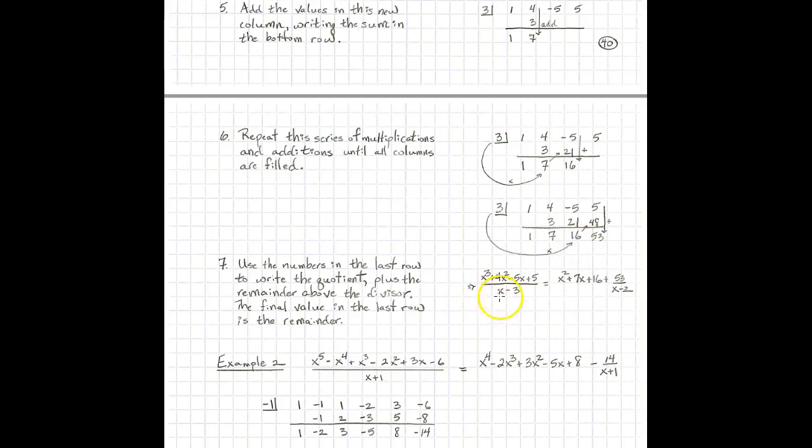So when I take x cubed plus 4x squared minus 5x plus 5, I divide it by x minus 3, I know I'm going to have a quadratic, right? Because x goes into x cubed, x squared times. So these are the coefficients of that quadratic. The last term is your remainder term. So it's x squared plus 7x plus 16 plus 53 over x minus 3.